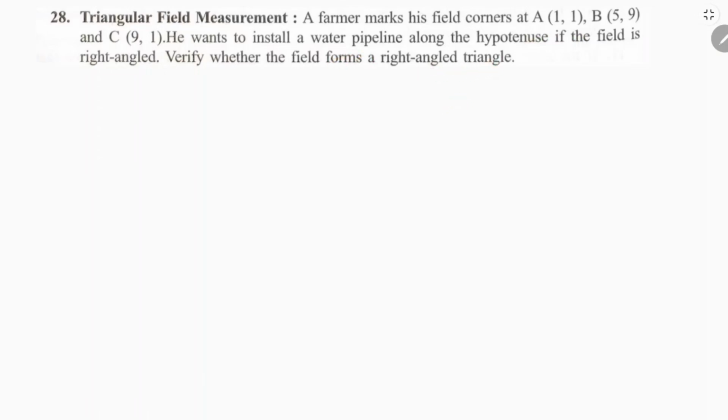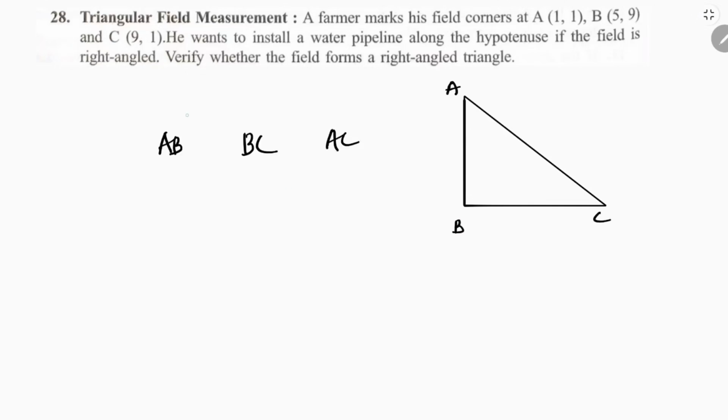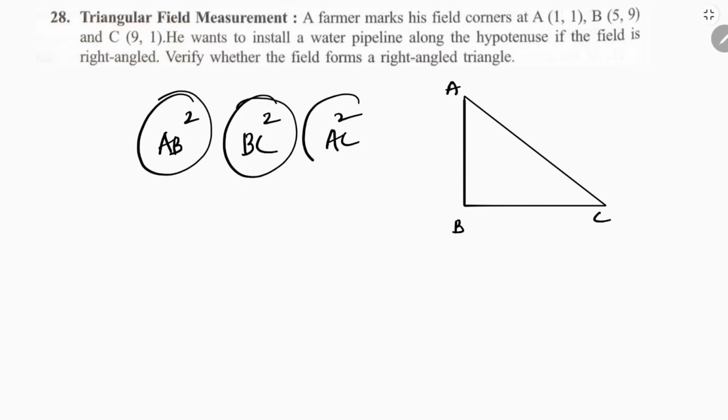See, to check for a right angle triangle, suppose ABC, I need to check for a right angle triangle. So first I'll find the distances AB, BC and AC. Then I'll square all of them. After squaring, if I add any two and I get the third, then it is a right angle triangle.